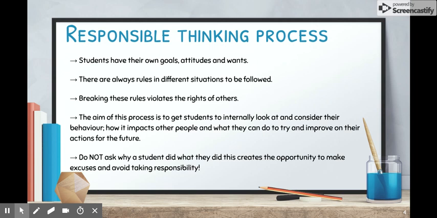According to this theory, there are rules for everything and every situation, and if you misbehave, you disregard these rules or act in a way that violates the rights of others in that environment. The goal of using the process is for students to look within themselves internally so they can begin to realise where they have gone wrong and have a say in how they can begin to improve and attempt to behave in a way that is respectful to both themselves and others around them.